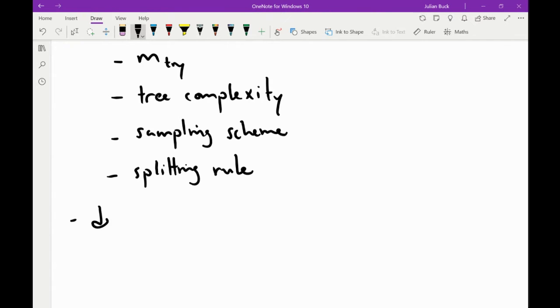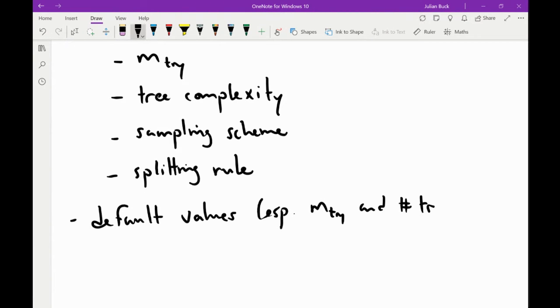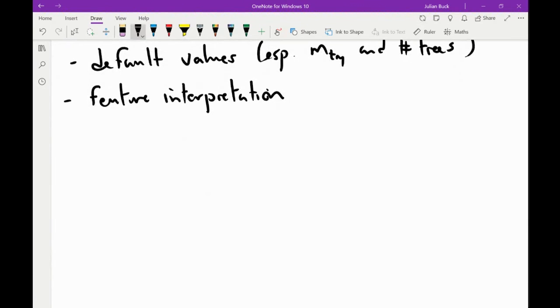So know the default values, especially for mtry and number of trees. How do we usually pick our defaults there? And then feature interpretation. As we discussed, we can think about it as total reduction in the loss function, usually the way we do this, just like we did with bagging. And there was one other, this sort of permutation approach as well.